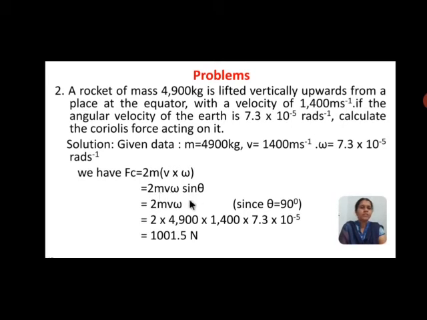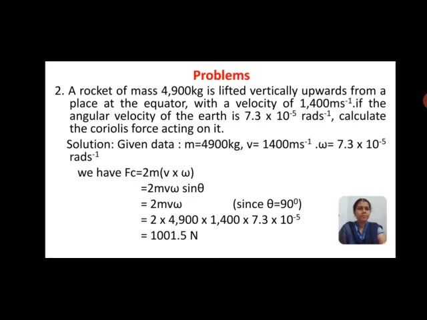Sin 90 is 1. So therefore it becomes 2m v omega. In the place of m, substitute the value, that is 4900 kg. In the place of v, substitute 1400 meter per second. In the place of omega, substitute the omega value. And you will get here 1001.5. The unit is again Newton. So we have calculated the Coriolis force.